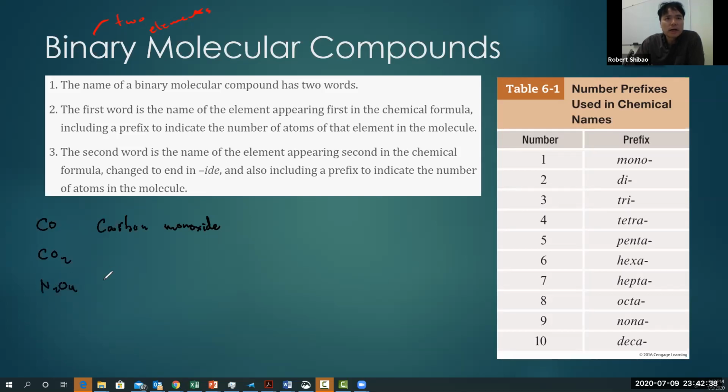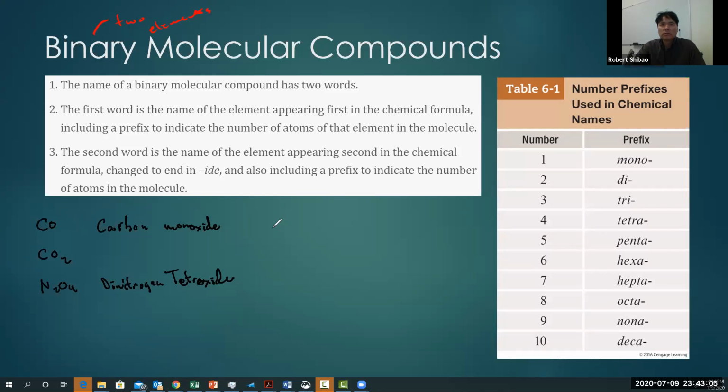N2O4, this would be dinitrogen. Now oxygen gets changed to oxide. Tetra. Now this is tricky, tetraoxide or tetroxide? We drop a double vowel. So rather than calling it tetraoxide, we call it tetroxide. Let's put a single vowel in there. Dinitrogen tetroxide.